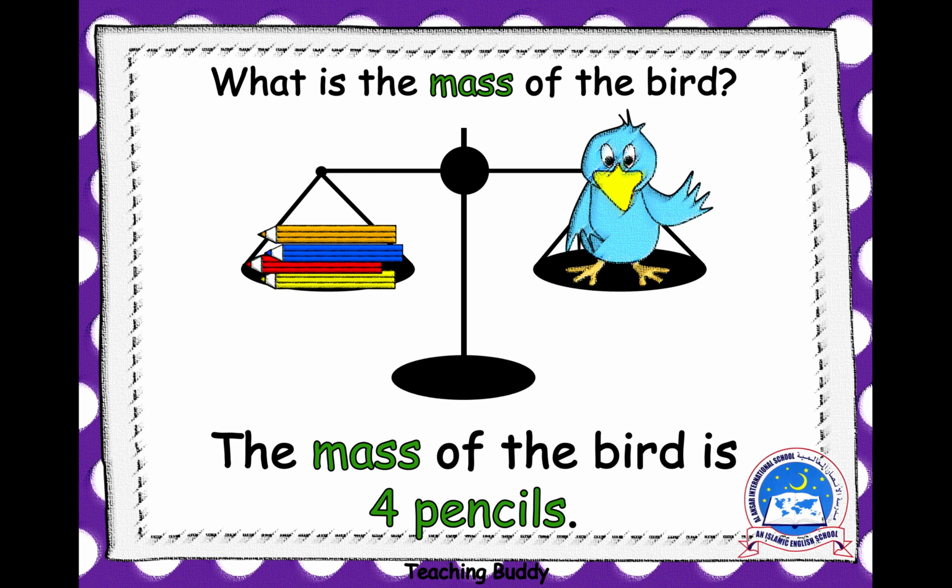Now you can think, if we were to take 2 pencils away, what would happen? Who would be heavier? The bird would be heavier. Excellent. And if we were to put 2 more pencils, which side of the scale will be heavier? The side of the pencils. Very good. So at the moment they are equal.